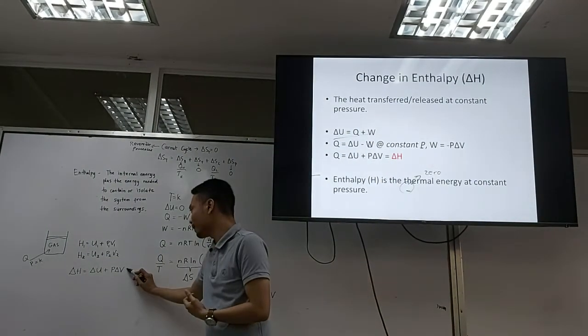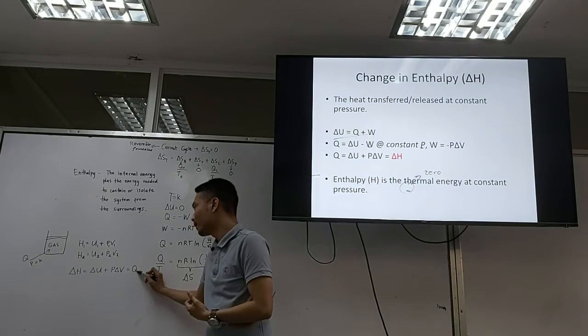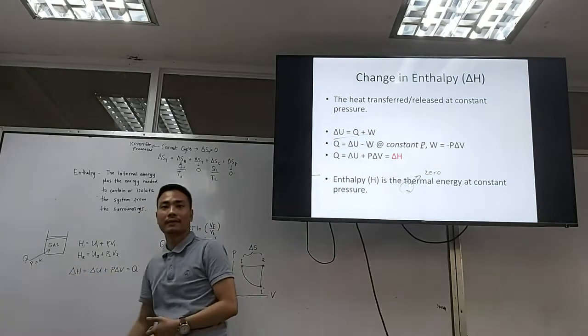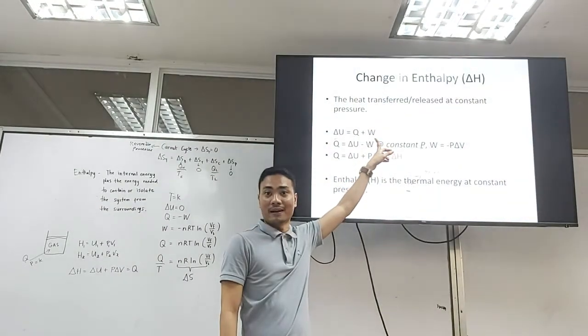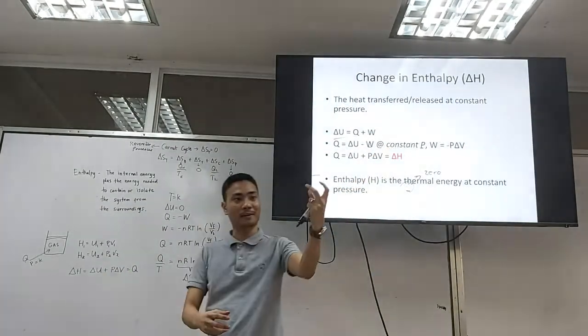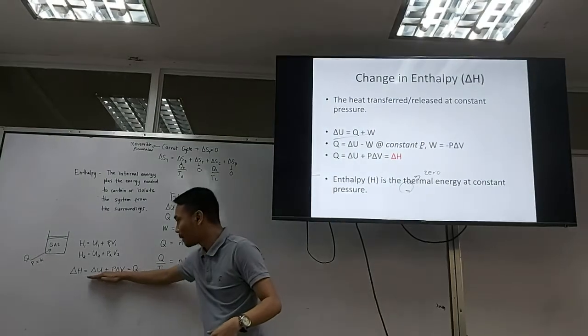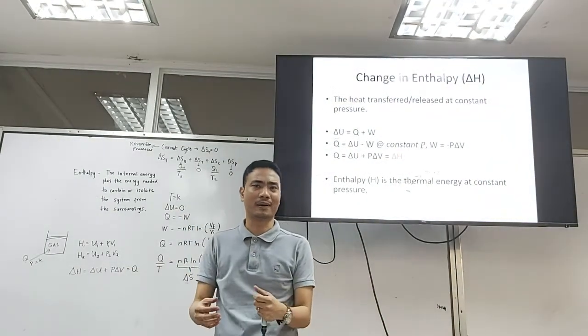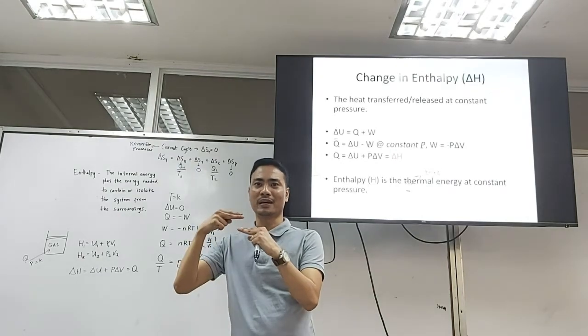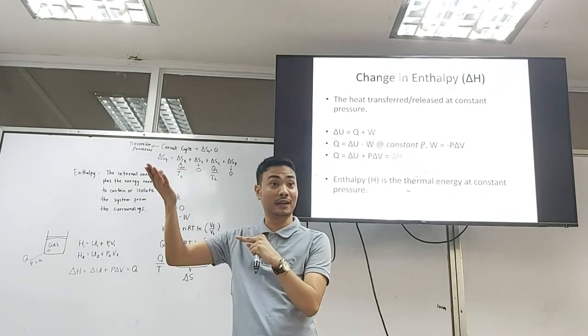Paano natin nasabi na equal to sa Q na sinupply? Kasi applying again the delta U equation for isobaric process, di ba? Makikita mo, pag in-extract mo yung Q doon, ito rin yung lalabas. Which makes sense naman, di ba? Kasi kung ano yung pinasok mo, yun yung magiging change dun sa total energy.